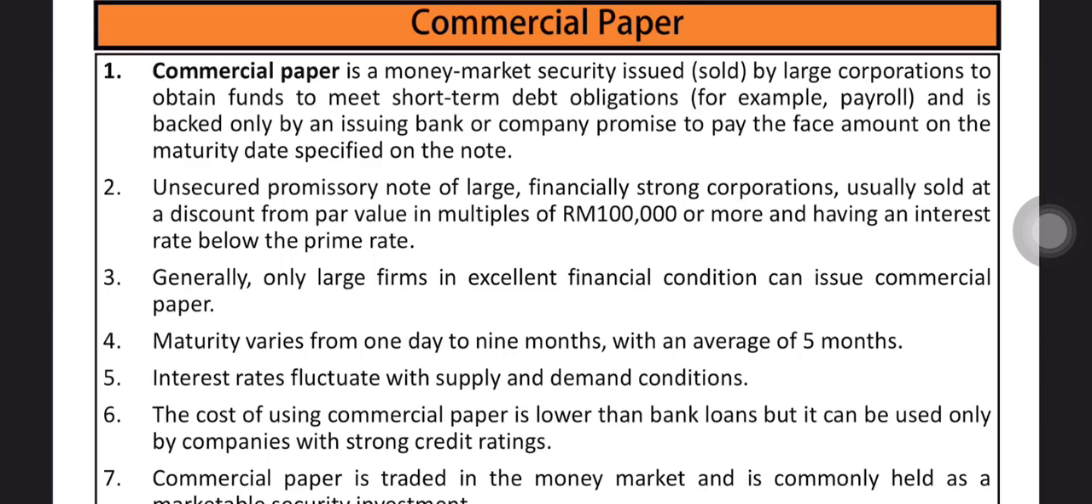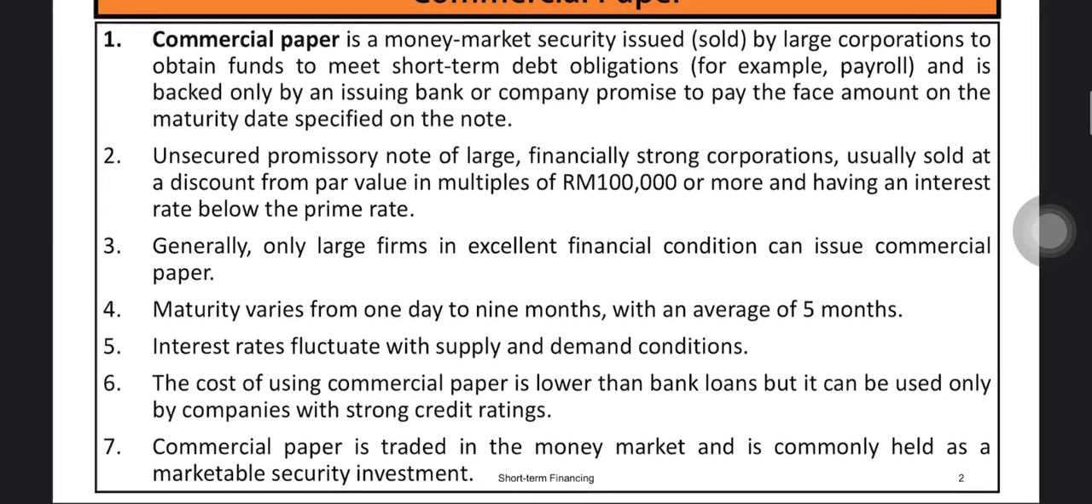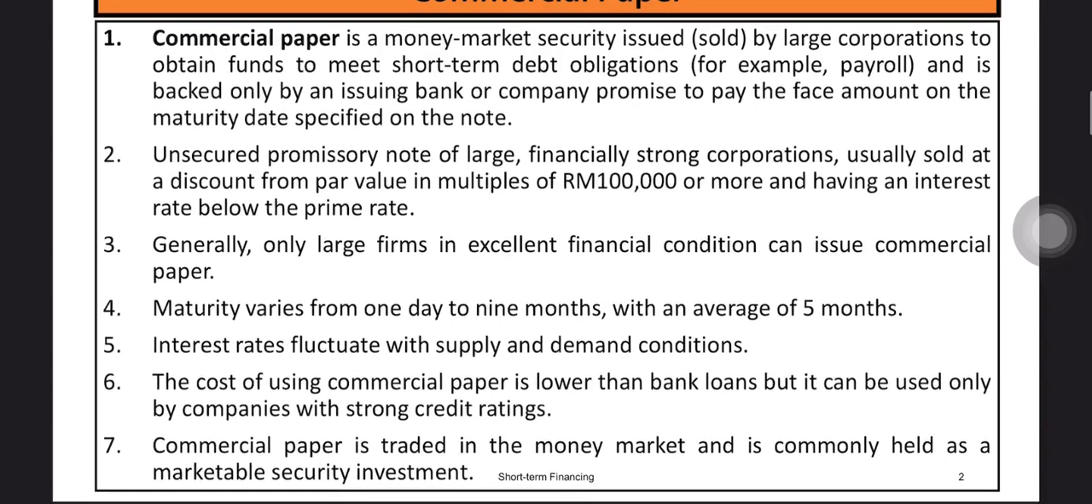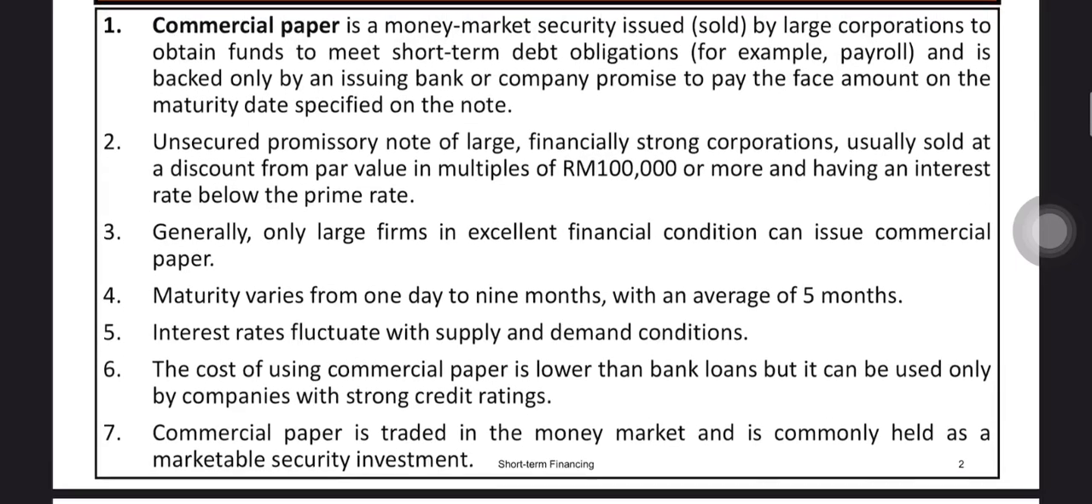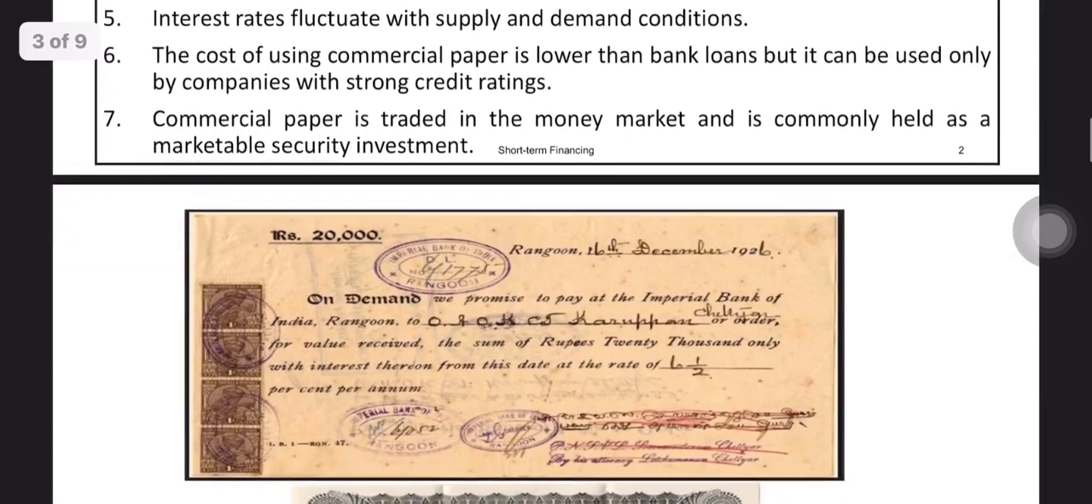The interest rates for commercial paper fluctuate with supply and demand conditions, and the cost of issuing commercial paper is lower than bank loans, but it can be used only by companies with strong credit ratings. Commercial paper is traded in the money market and is commonly held as a marketable security investment. Okay, these are two samples of the commercial paper documents or commercial paper certificates.